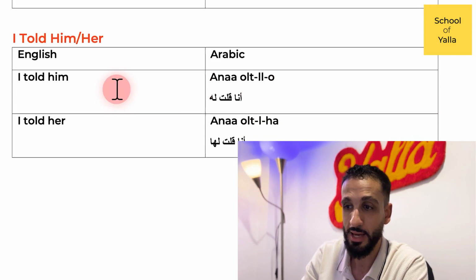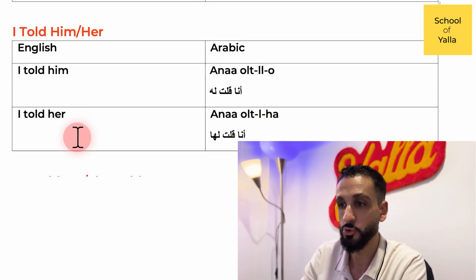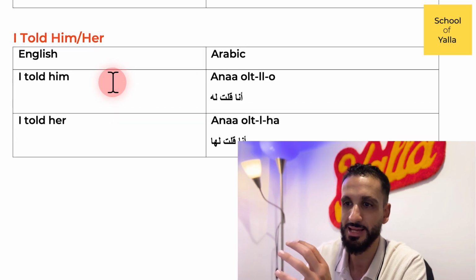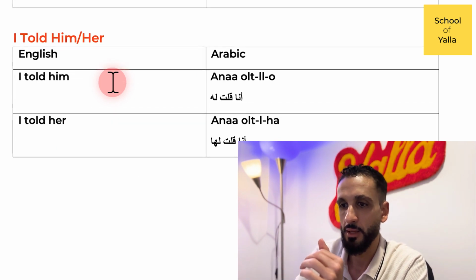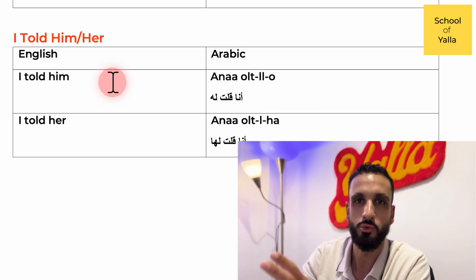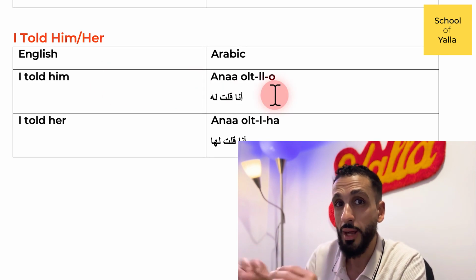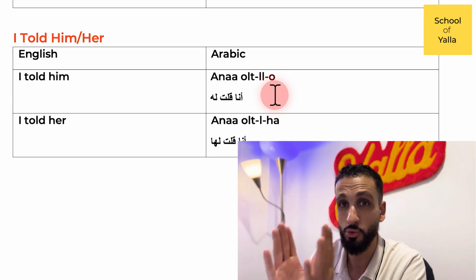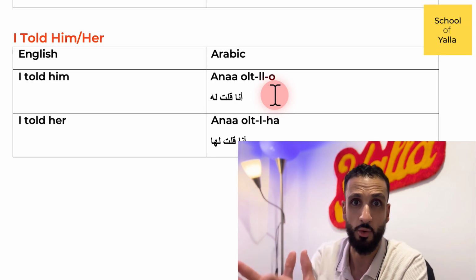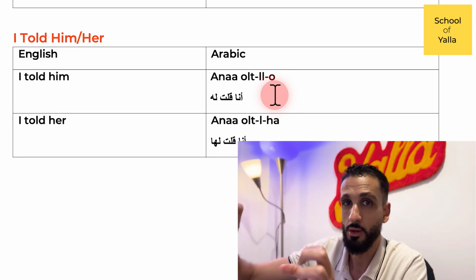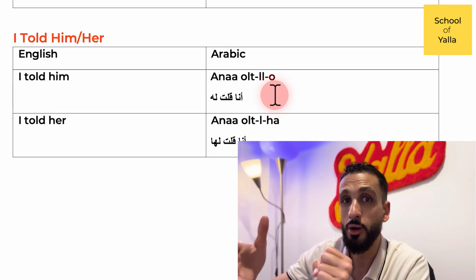Now let's take a look at I told him and I told her. So I told or I said, think of this as like I said to him, okay. Both can mean the same thing, like I told him or I said to him. Ana ultillo. So the ult is the same. So I told or I said, we conjugate that, ana ult. And then think about it like you need to say I said to him. Okay? So ana ultillo.